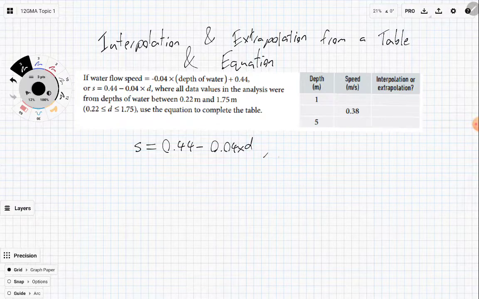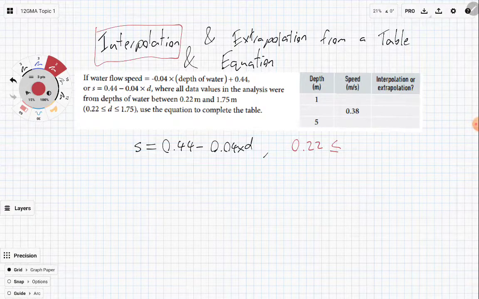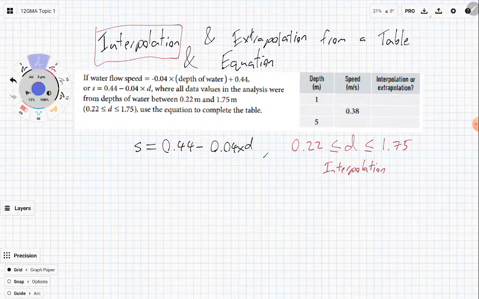And the other important information we were given is that for it to be considered interpolation, it had to be between 0.22 less than or equal to D less than or equal to 1.75. So if the depth is between 0.22 and 1.75, that's going to be interpolation. And if the D value ends up being anything outside of that range, then it's got to be extrapolation, okay? So that's basically all we're going to be doing.